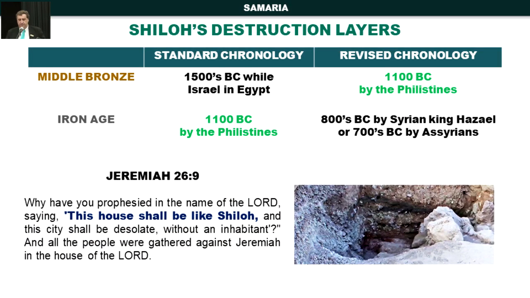Now, Finkelstein, in the previously quoted article, tells us that 2 destruction layers have been uncovered at Shiloh. Now, the first occurred at the very end of the Middle Bronze Age period, and the second occurred in the Iron Age. Now, by the standard chronology, the first one occurred in the 1500s while Israel was in Egypt, and the second is the one attributed to the Philistines around 1100 BC, or about 100 years before King David.